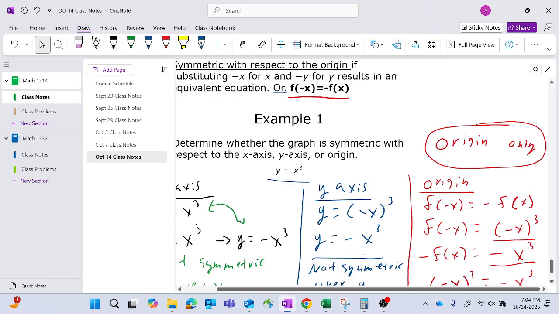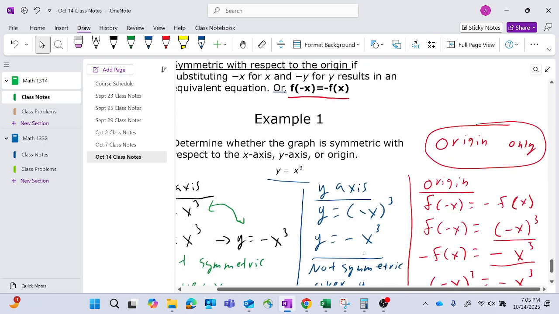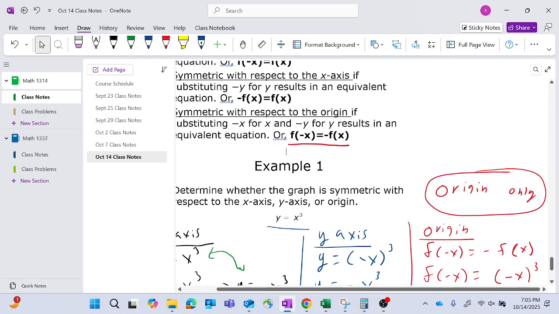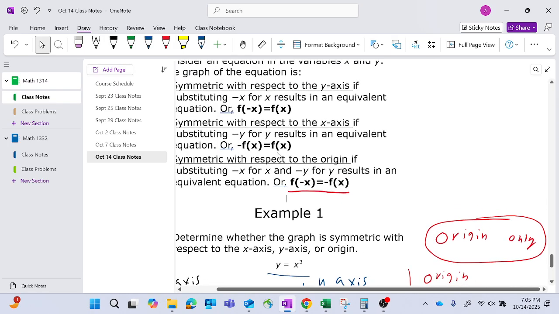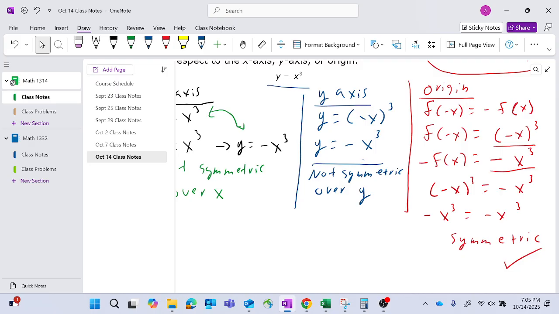Can f of x still equal f of negative x? No, we tried that, didn't we? F of x equals negative f of x. It didn't work. I think you're getting confused because the origin, being a reflection over the origin, means being reflective over the y and x axis at the same time. So you get it? Yeah, I get it now.